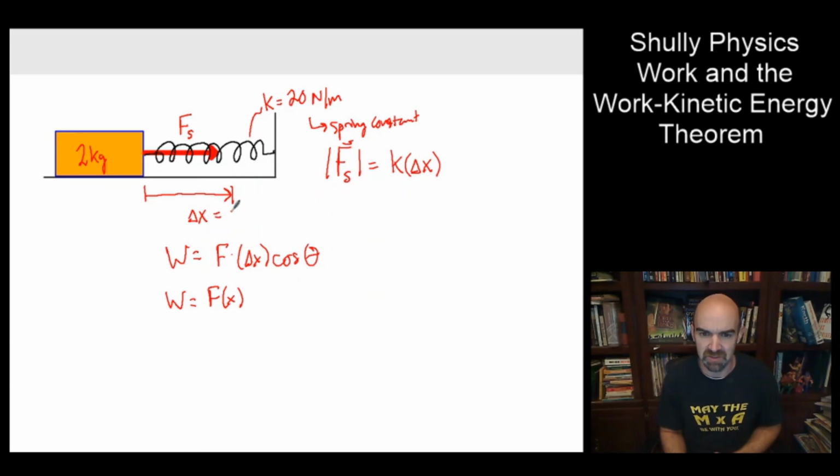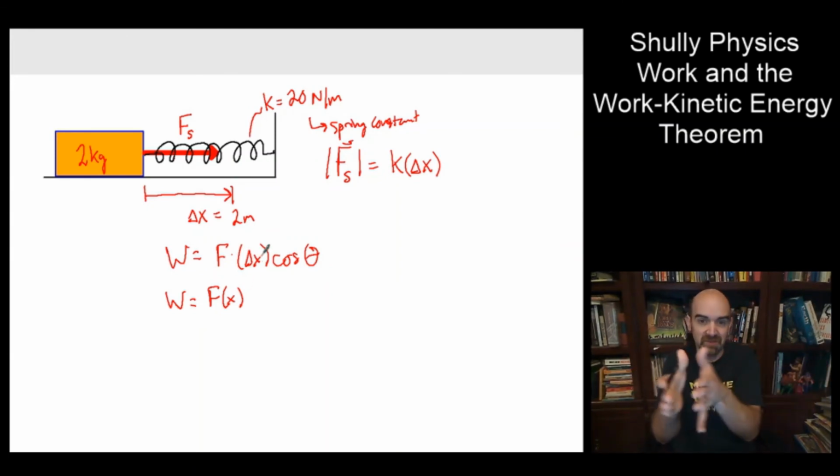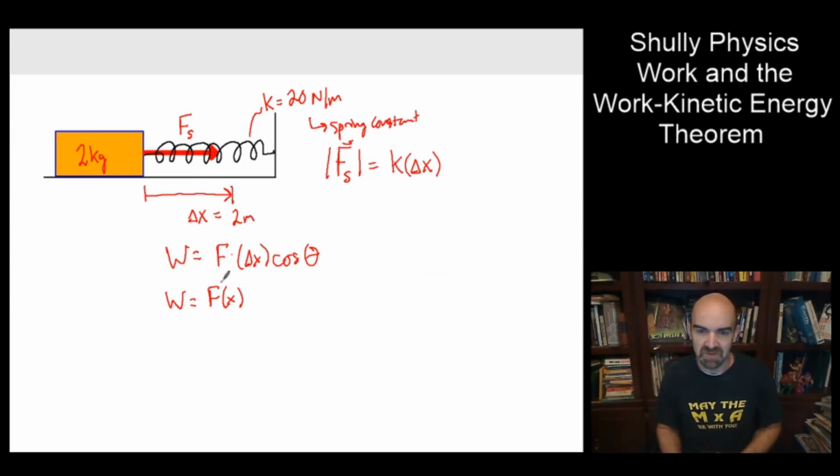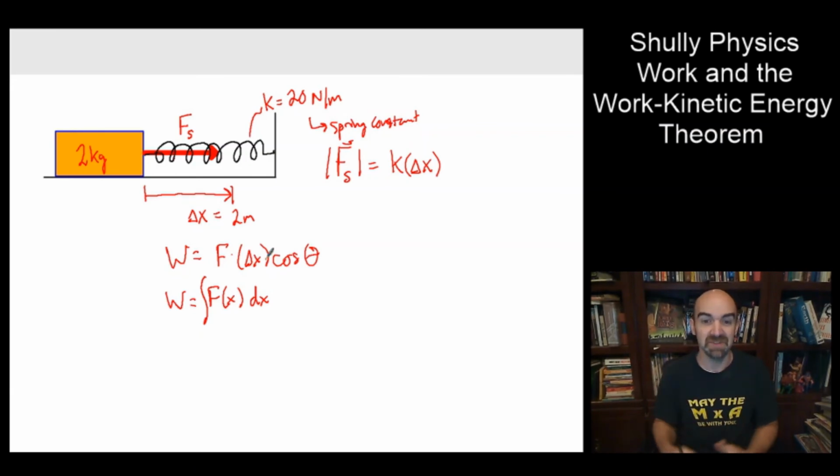Why don't we use a delta x of 2 meters here? We used 2 meters before, let's use 2 meters here. So as this compresses from 2 meters out to its rest position, the spring's rest state of 0, the force is going to change. So this delta x becomes small little pieces dx, and we're going to add up all those little F of x times dx's. What this is indicating is that this is an integral.